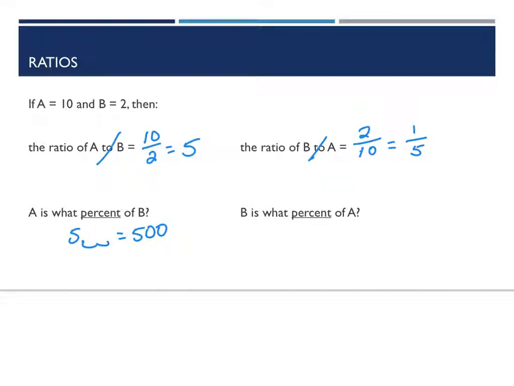If I want to know what percent B is of A, 1/5 is a fraction. So on my calculator, I would do 1 divided by 5 and get the answer as a decimal. Now that decimal has to be changed to percent. Percent is what I'm looking for. So I move the decimal point over 2 places, fill in with zeros, and B is 20% of A.